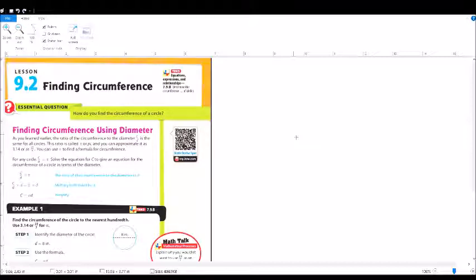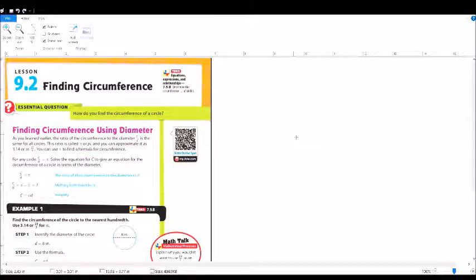So I'm just going to start off by reading the instructions. I have sent you the links to the Google Docs where I shared all of these. So, finding the circumference using diameter. As you learned earlier, the ratio of the circumference to the diameter is the same for all circles. This ratio is called pi, spelled p-i or represented by this little symbol, and you can approximate it as 3.14 or as 22/7. You can use pi to find the formula for the circumference.